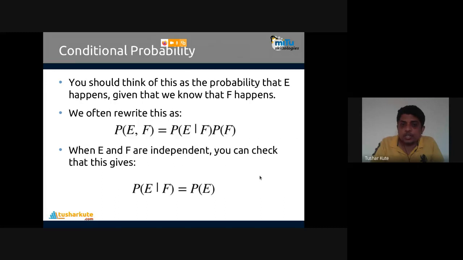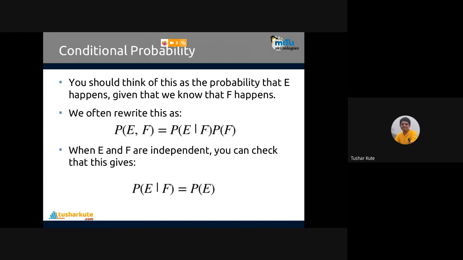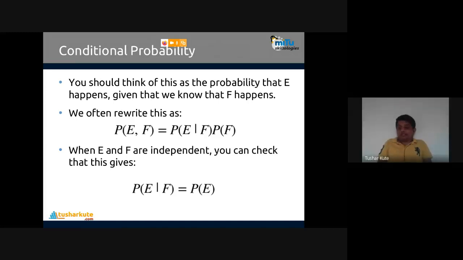So you should think of this as the probability that E happens when we know that F happens. So in this way, it can be written P of E comma F. We'll see an example that will clarify what exactly the meaning is. Probability of E comma F is equal to probability of E when F happens multiplied by probability of F. So when E and F are independent, you can check, that gives P of E when F is equal to P of E.